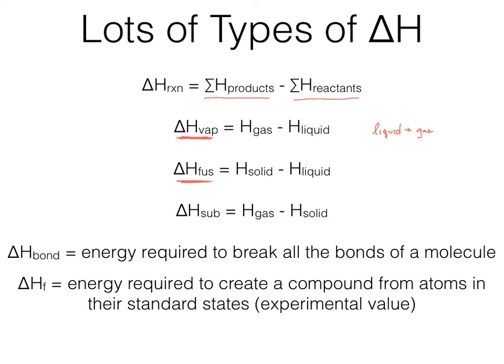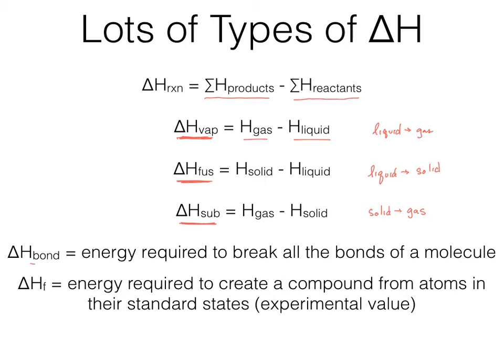Fusion is the chemistry word for freezing, and so that is going from a liquid to a solid. And sublimation is the process of going from a solid straight to a gas. And all of these phase change processes have energy associated with them, and we can calculate those if we happen to be able to find the enthalpy of each of the individual reactants and products.